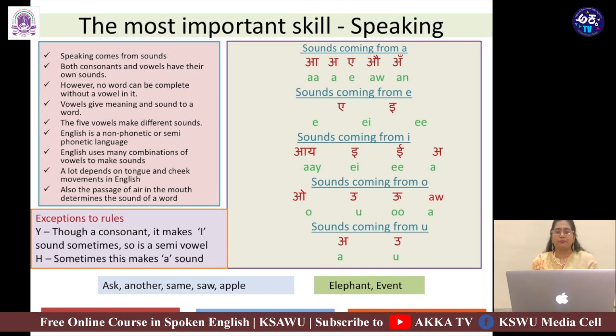Some words have a different spelling and the pronunciation is different. English uses many combinations of vowels to make sounds.